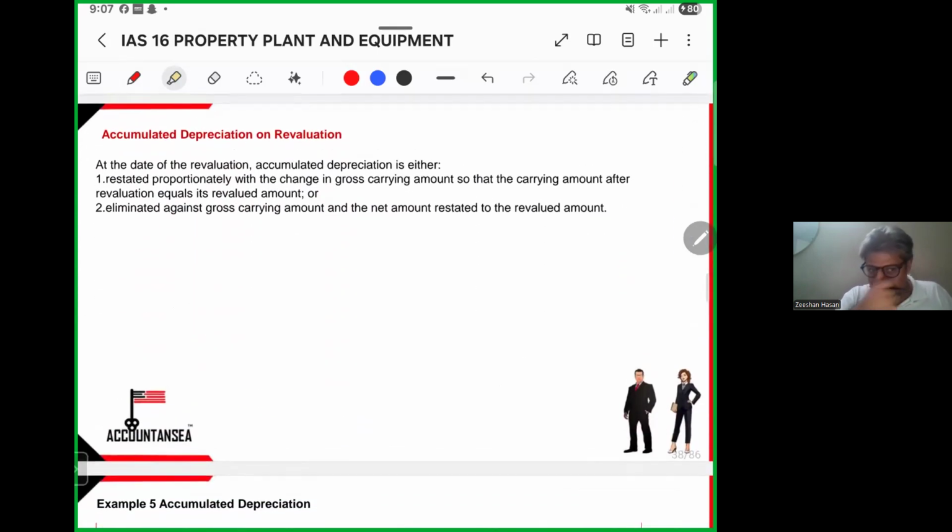Now, as far as the accumulated depreciation on revalued assets is concerned, at the date of revaluation, accumulated depreciation is either restated proportionally with the change in the gross carrying amount, so that the carrying amount after the revaluation equals its revalued amount, or eliminated against the gross carrying amount, and the net amount restated to the revalued amount.